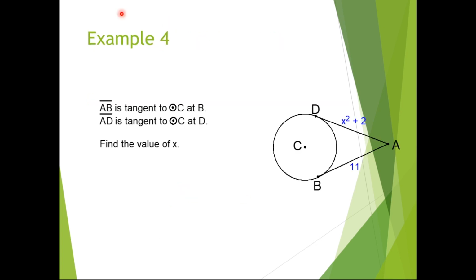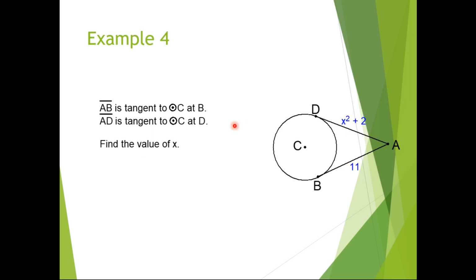So harita sa example 4. Segment AB is tangent to circle C at B. So this is the point B. Then that is one end point of the circle. So kaning AB tangent sa circle C sa point B. While sa segment AD is tangent to circle C also at point D. So we are going to find the value of X. So specifically kanang X na asa sa segment AD.